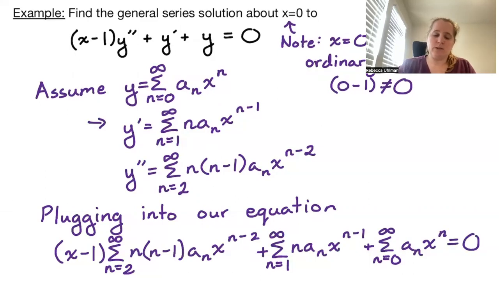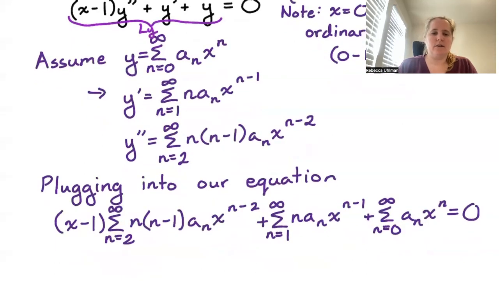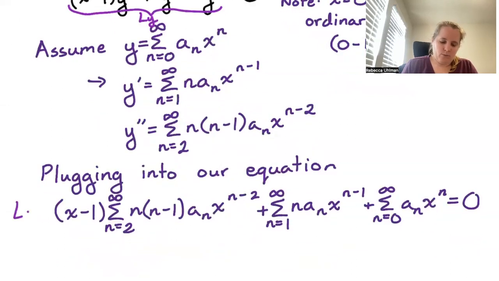Just a little bit of notation. Your textbook refers to this left-hand side as Ly, a linear combination of derivatives of y. So if you happen to see this in your textbook or in your problem statements, they're just referring to the left side of the equation as Ly.